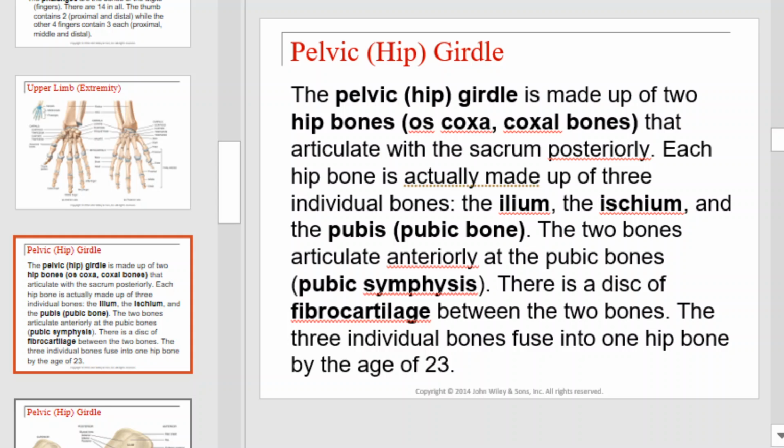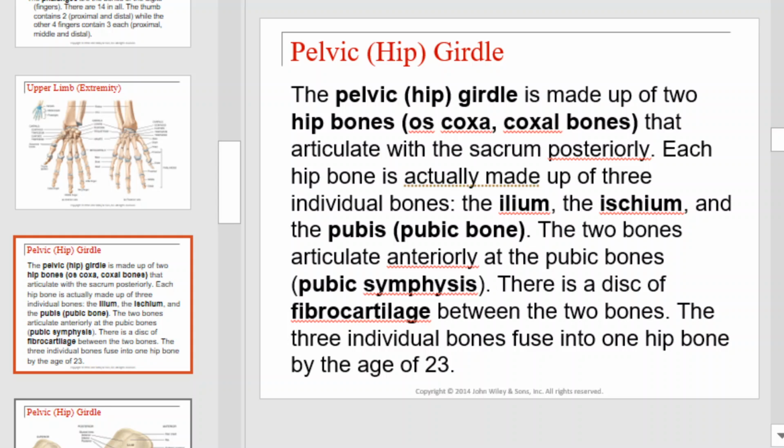The pelvic or hip girdle. The pelvic or hip girdle is made up of 2 hip bones, the os coxa or coxal bones, that articulate with the sacrum posteriorly. Each hip bone is actually made up of 3 individual bones: the ilium, the ischium, and the pubis or pubic bone.